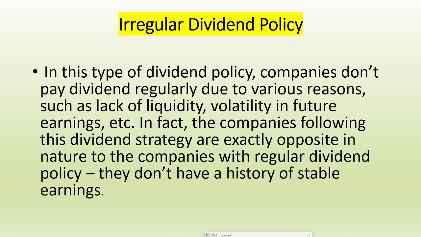Then third is the irregular dividend policy. Irregular dividend means it's just the opposite of the regular dividend policy. If the company has profits and has good money, it will pay the dividend, or otherwise it will not pay the dividend. In this type of dividend policy, the companies don't pay the dividend regularly.